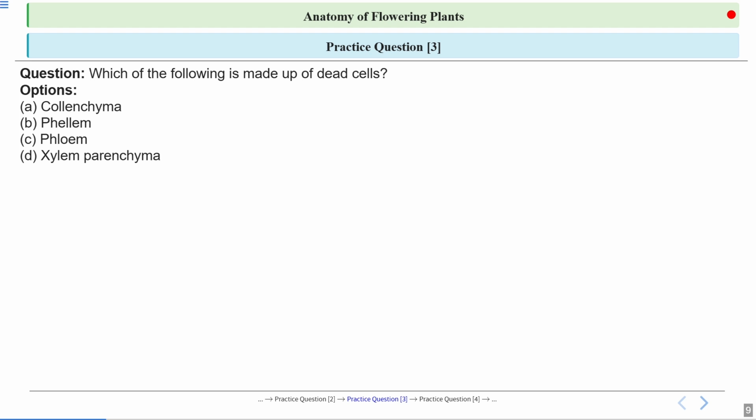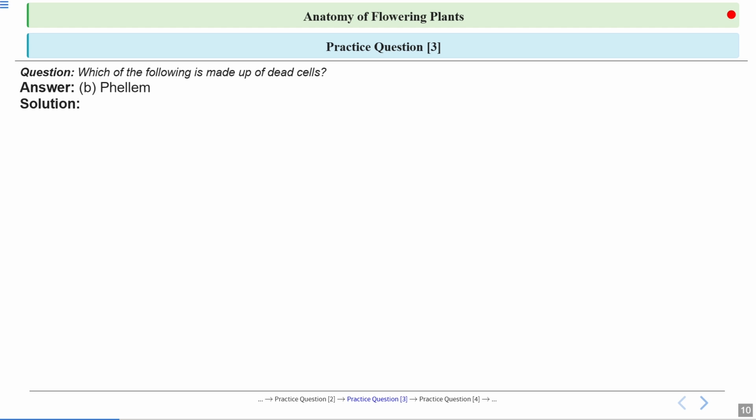The following is made up of dead cells: A, collenchyma; B, phellem; C, phloem; D, xylem parenchyma. Which is made up of dead cells? Collenchyma, phellem, phloem, and xylem parenchyma. Okay, let us see the correct answer. B, phellem. Yes, B, phellem is the correct answer. Let us see the explanation part.